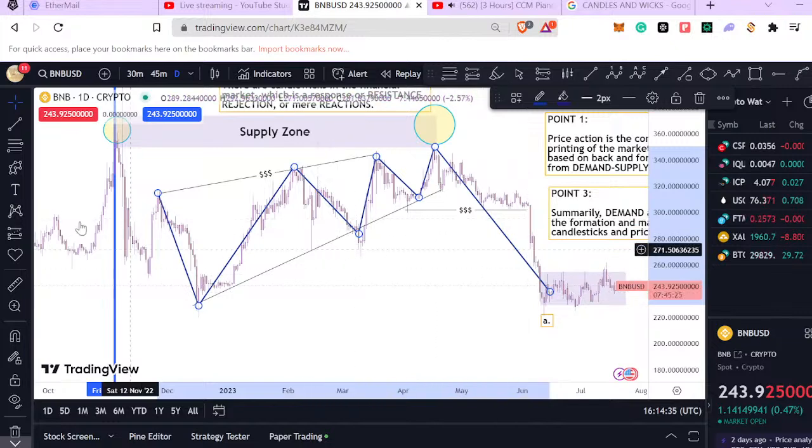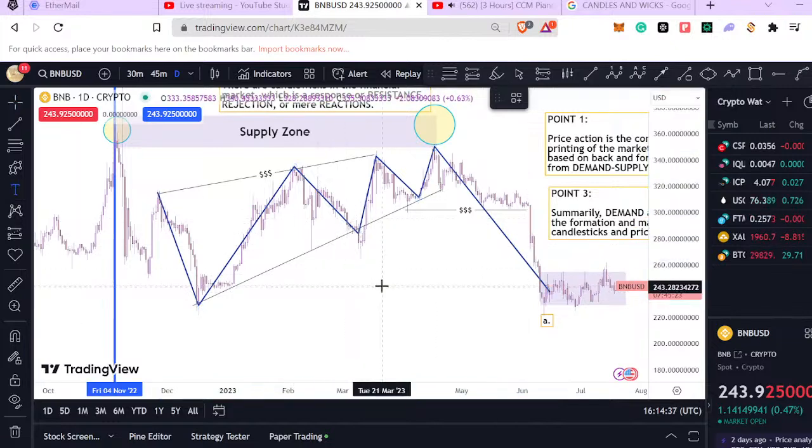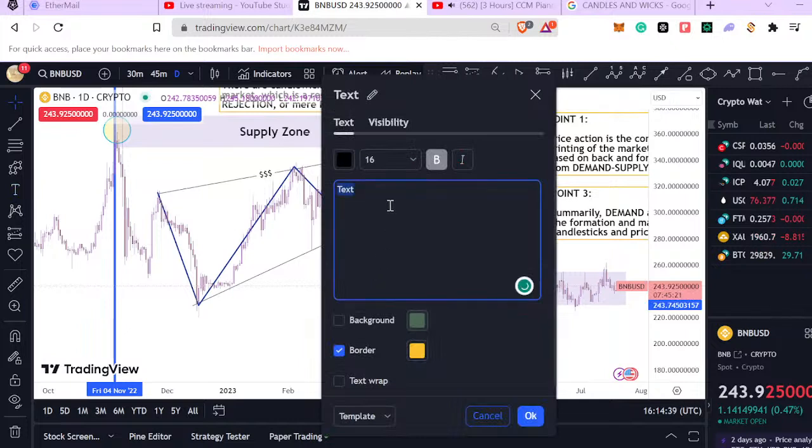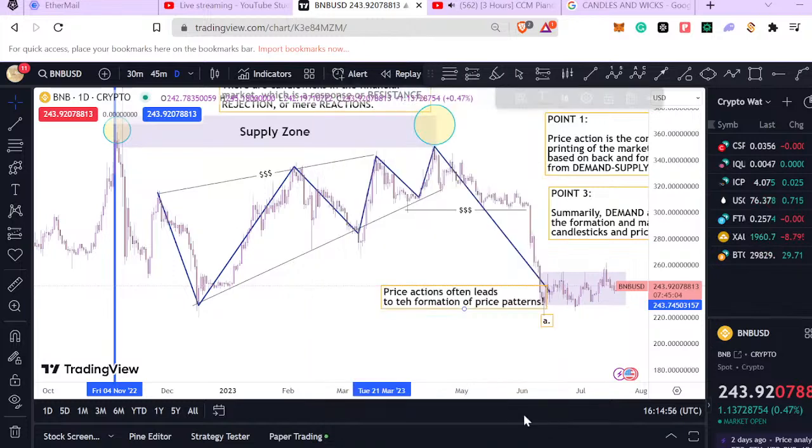So we have actually learned something again, which I'm going to write on the chat box, that price actions lead to the formation of price patterns. So that price actions often lead to the formation of price patterns, right? That's something we want to take note of. Very, very important. I hope that's cool to you all.